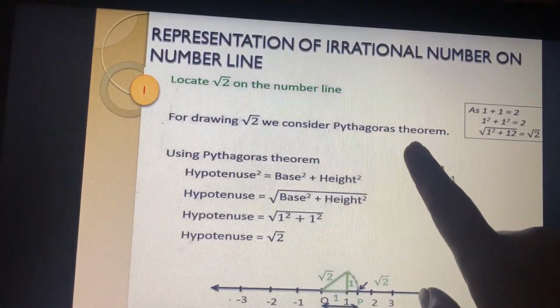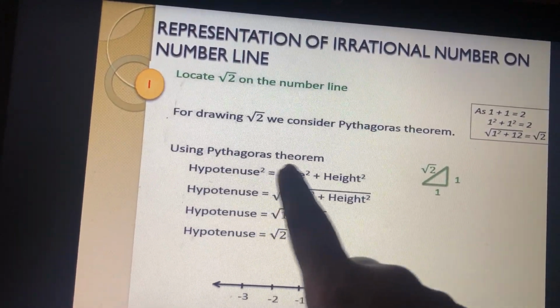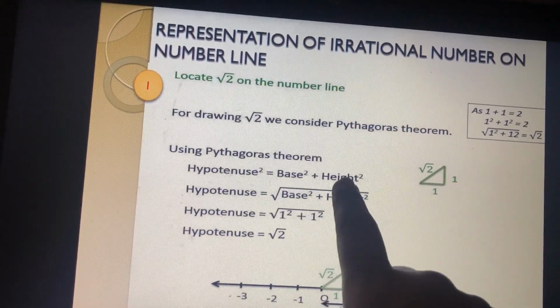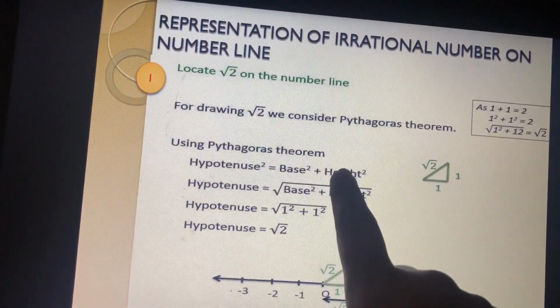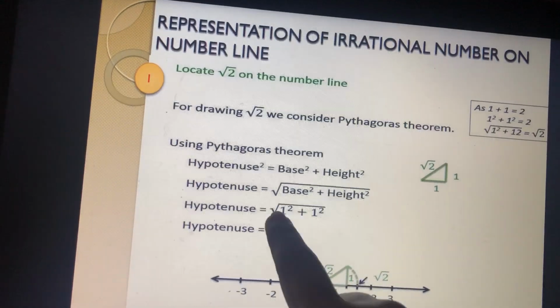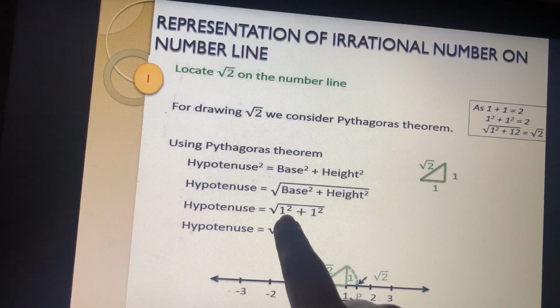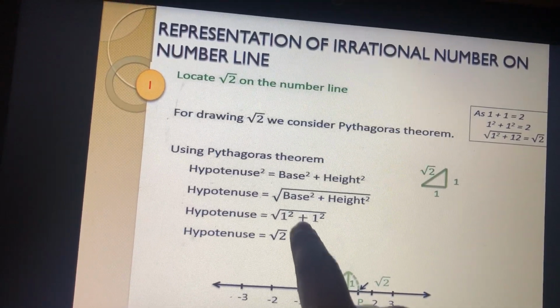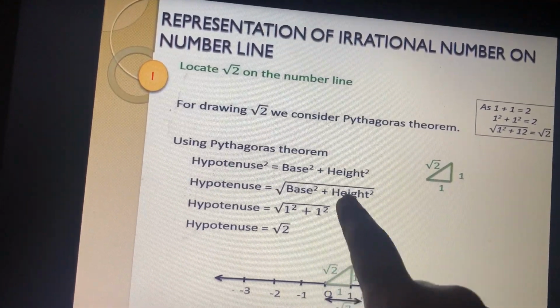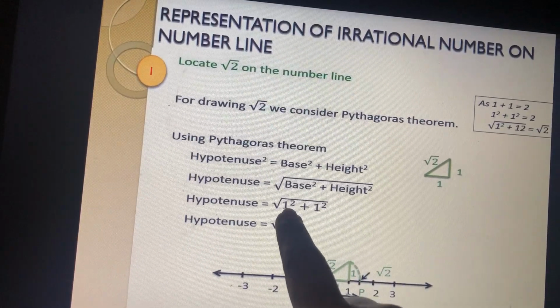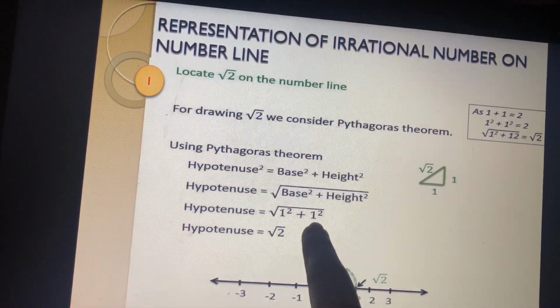We are using the Pythagoras theorem. Pythagoras theorem is hypotenuse square equals base square plus height square. If we take the square on this side, it becomes a root. We have to find root 2. Root 2 we can write as 1 plus 1, or 1 square plus 1 square. Comparing these two, we get base is 1 and the height is 1.